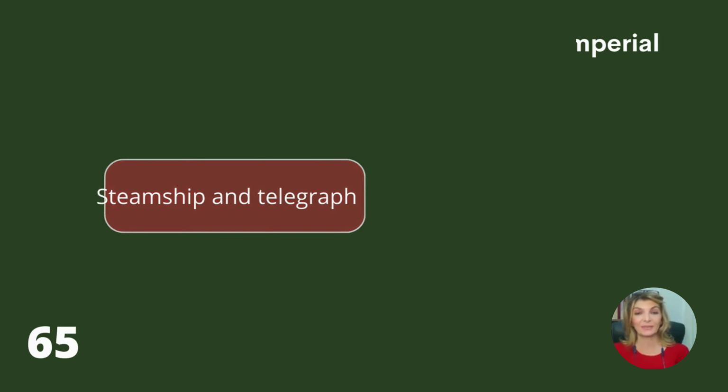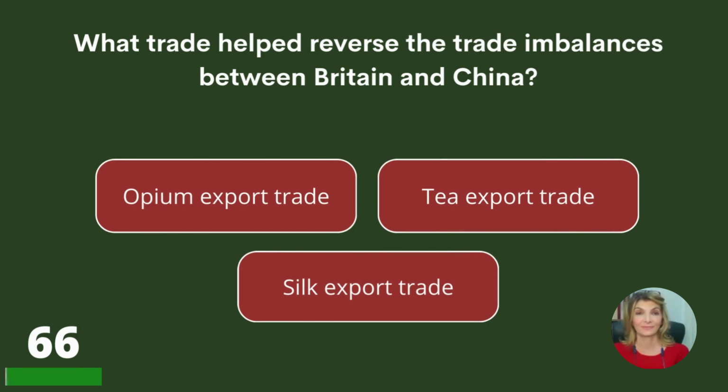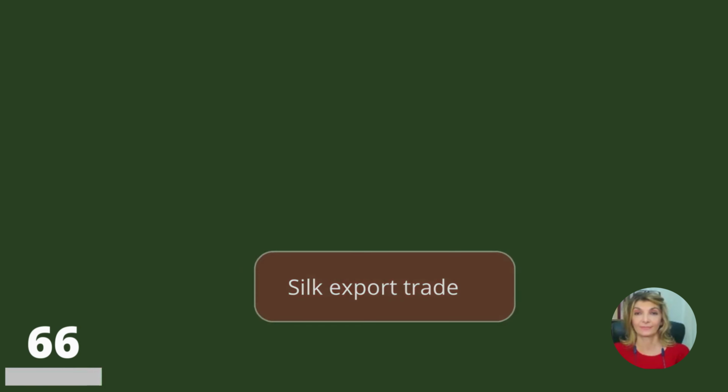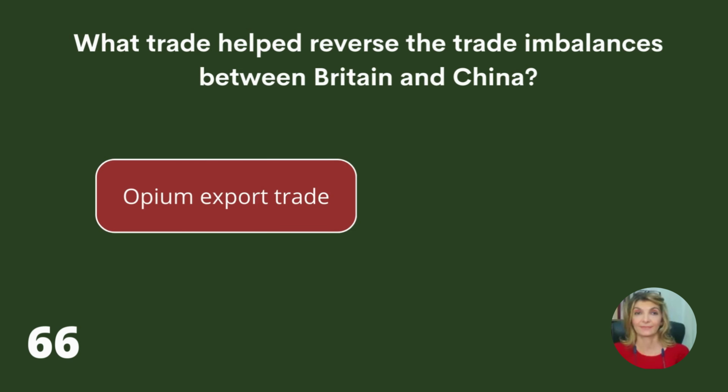Steamship and telegraph. What trade helped reverse the trade imbalances between Britain and China? Opium export trade, tea export trade, or silk export trade? The opium export trade.